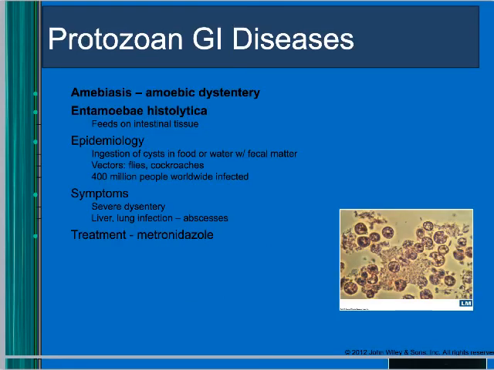Okay, there are also protozoan diseases, and there's worms. There's a ton of stuff. If you look at the book more carefully, it has a lot of different GI diseases. We're only hitting some of them.